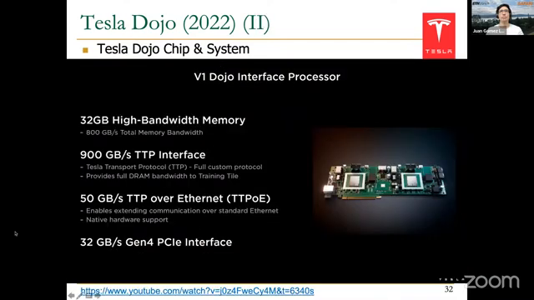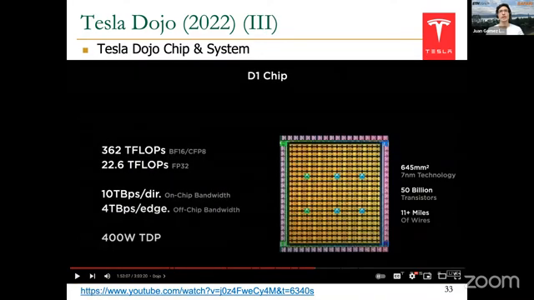And here you can see a picture of this Dojo interface processor with its 32 gigabytes of high bandwidth memory, a total bandwidth of 800 gigabytes per second. And this is the D1 chip, the tile itself that is used for training the neural networks. As you see, a really high number of teraflops for different supported data types: 16-bit floating point, 8-bit floating point, 32-bit floating point, depending on the specific needs of the network that they're training.